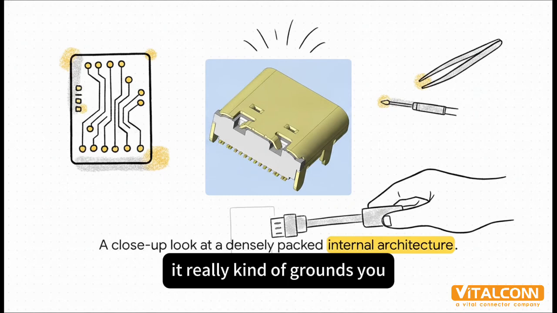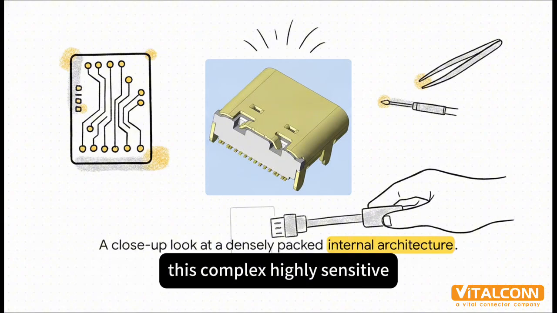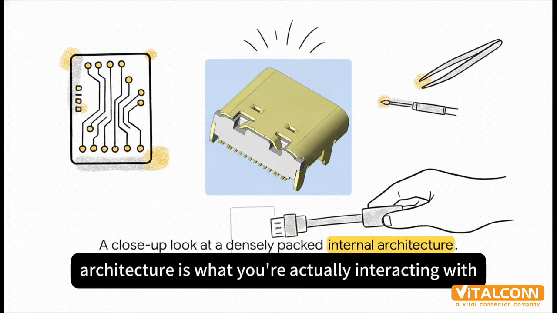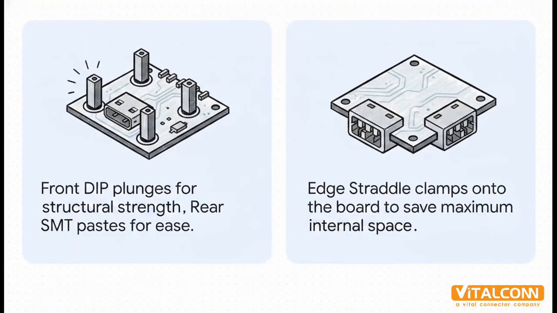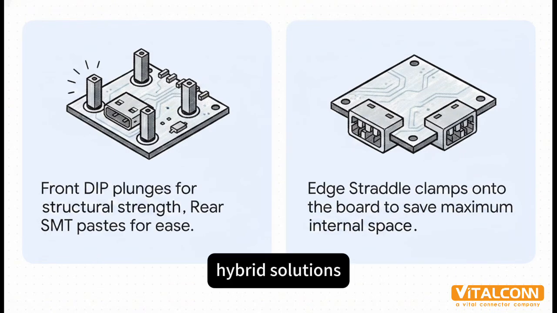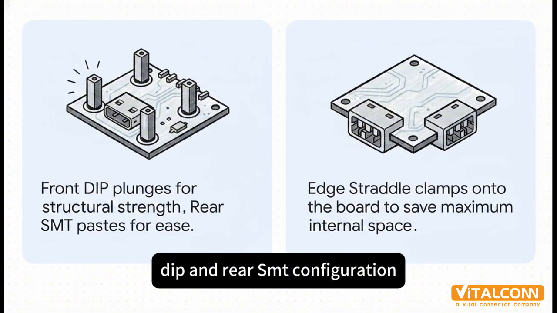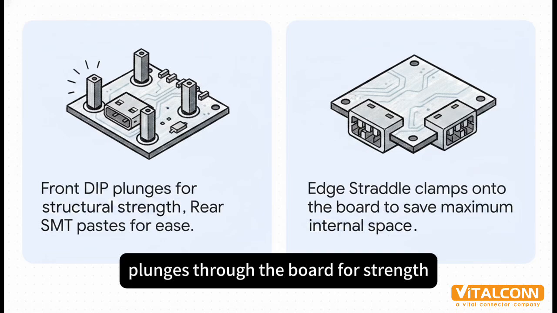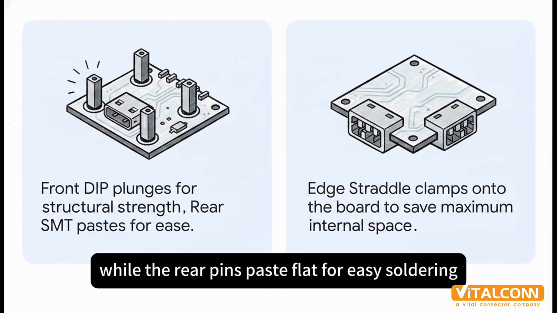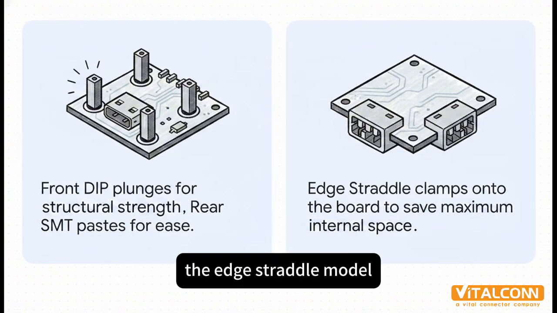It really kind of grounds you when you realize that every time you casually jam your charger in the dark, this complex, highly sensitive architecture is what you're actually interacting with. And engineers can combine these techniques to build even more complex hybrid solutions. They might choose a front DIP and rear SMT configuration, meaning the front of the shell plunges through the board for strength, while the rear pins paste flat for easy soldering. Or actually, they can choose an entirely different approach, the edge straddle model.